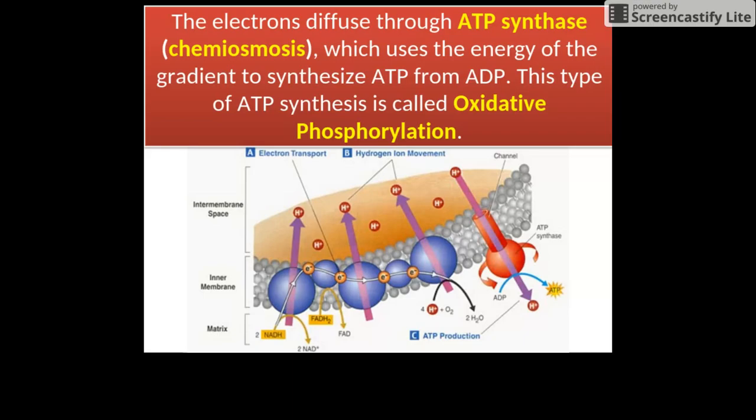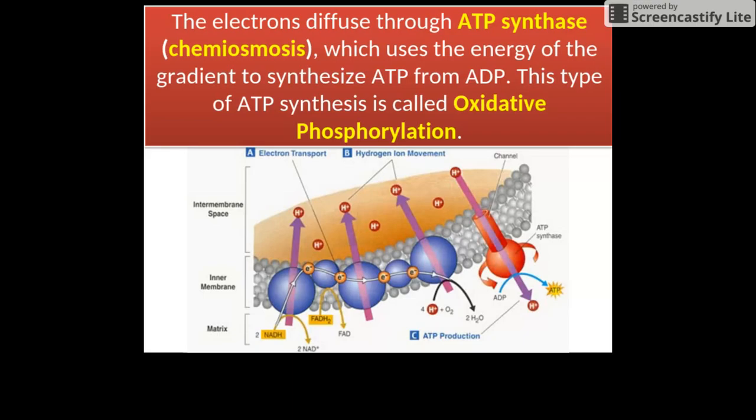Remember that enzyme ATP synthase? And that process of them diffusing through is called chemiosmosis. All right, chemiosmosis. So the protons passing through ATP synthase is going to power the enzyme to make ATP from ADP. Okay, this type of ATP synthesis, you need to know this terminology also, is called oxidative phosphorylation.